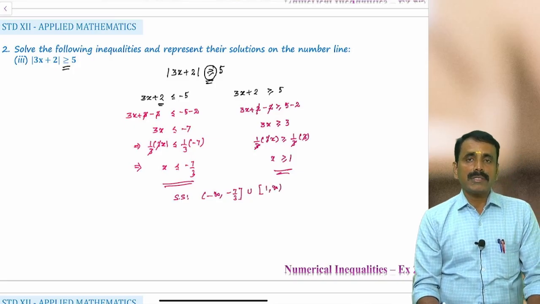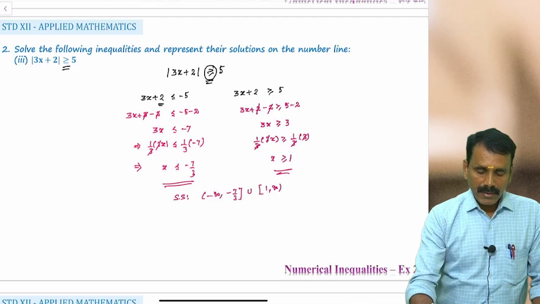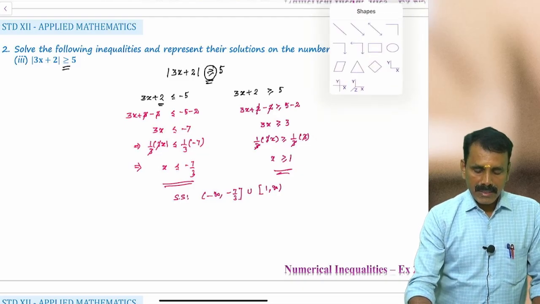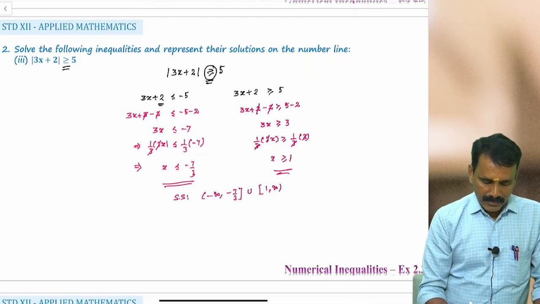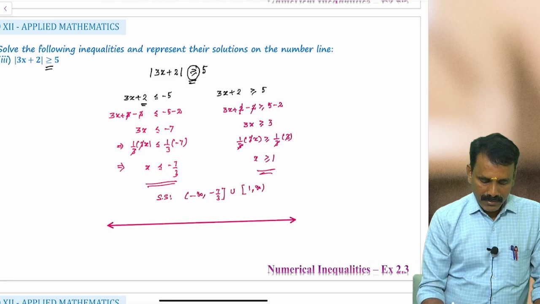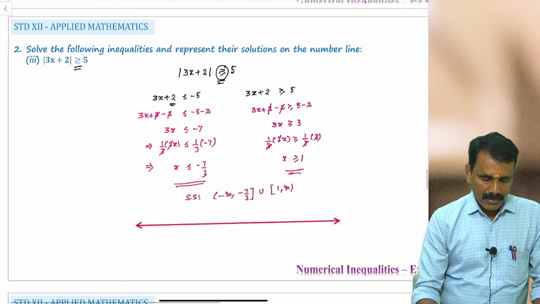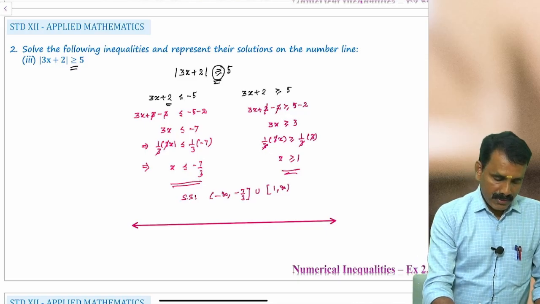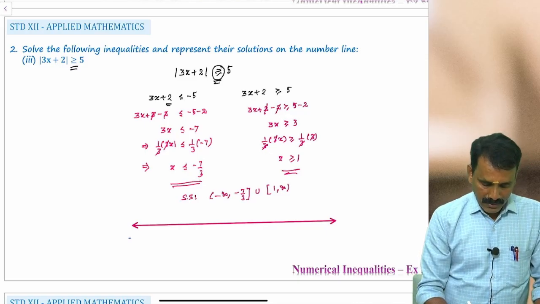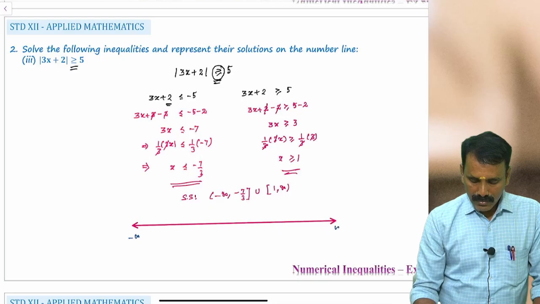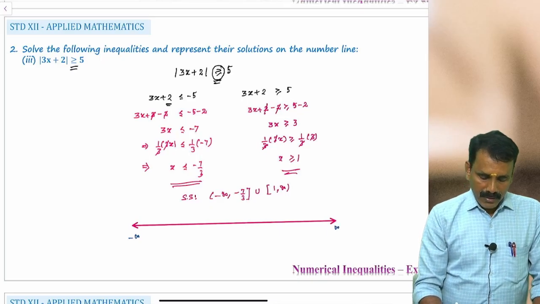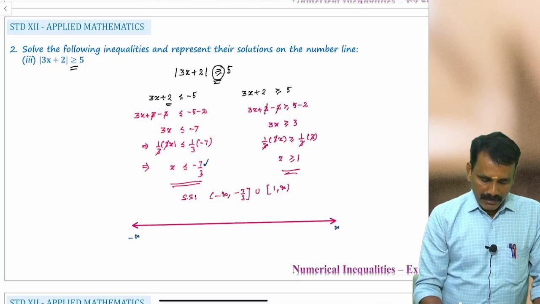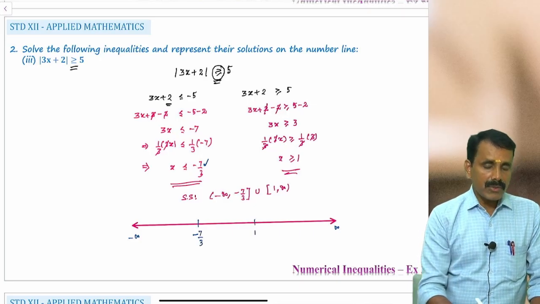Suppose if I want to mark this on the real line, we are supposed to mark this on the real line. So we try to write. We draw this real number line, we plot it, minus infinity to plus infinity, two values of x, one is minus 7 by 3, the other one is plus 1, and both the end values are included.